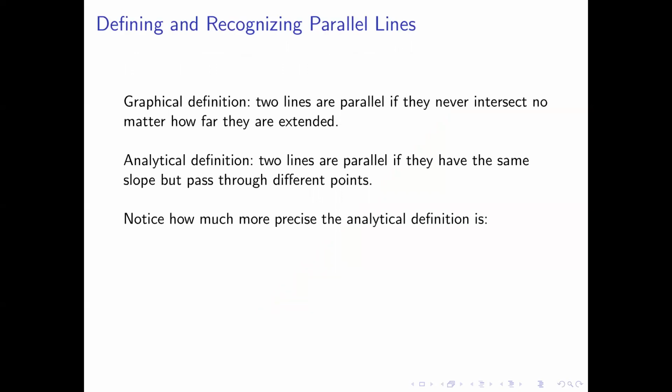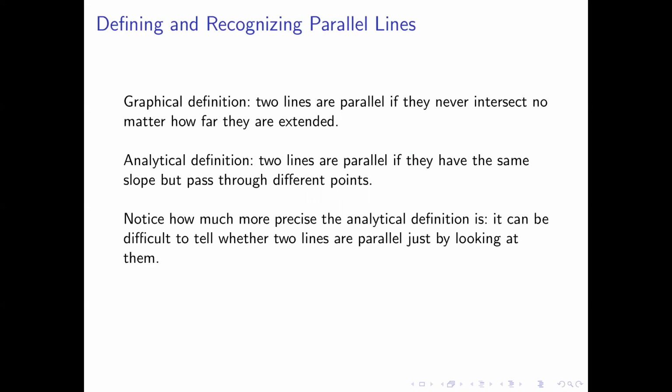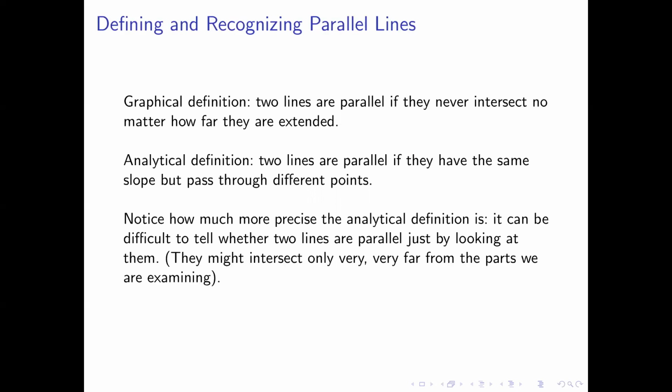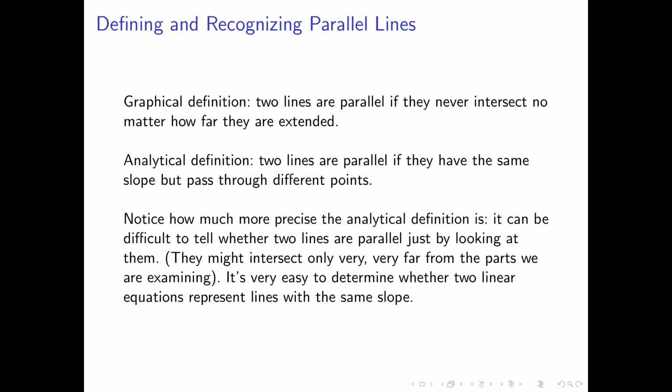Now notice, this analytical definition is a good deal more precise. It can be hard to tell, looking at graphs of 2 lines, whether they're really parallel. It might be that they are almost parallel, but if you go out far enough, eventually they intersect. It just takes a long, long time to get there. But if we have 2 linear equations, it's very easy to figure out whether the slopes of the lines they represent are the same, as long as you know how to get the slope out of the equation, which we know how to do.